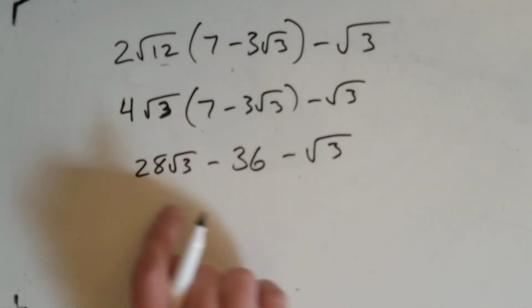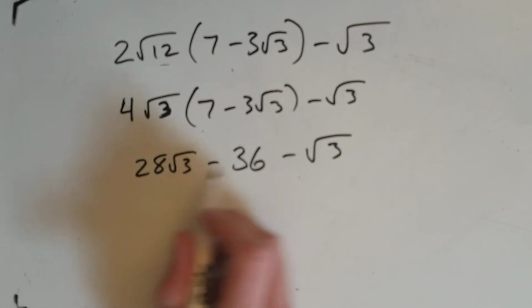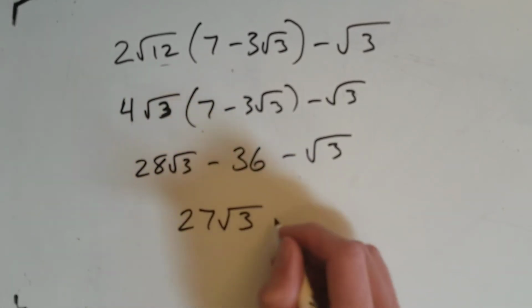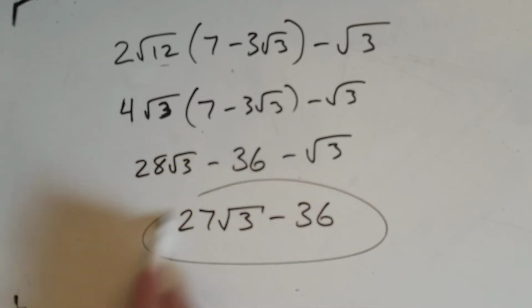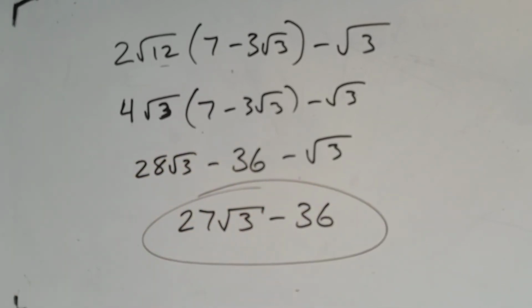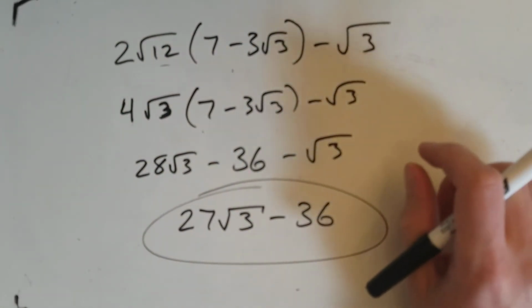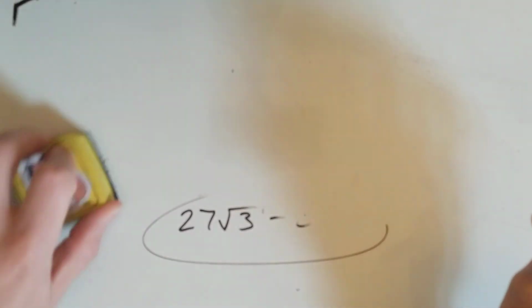So we're not in simplest radical form because we can combine these like terms. So 28 root 3 minus root 3, we should end up with 27 root 3, and then minus 36. And the 36 is not in the radical, so that is simplest radical form for this one. Again, it's all about remembering the rules for multiplying, remembering how to simplify, and then trying to find like terms that you can combine together.